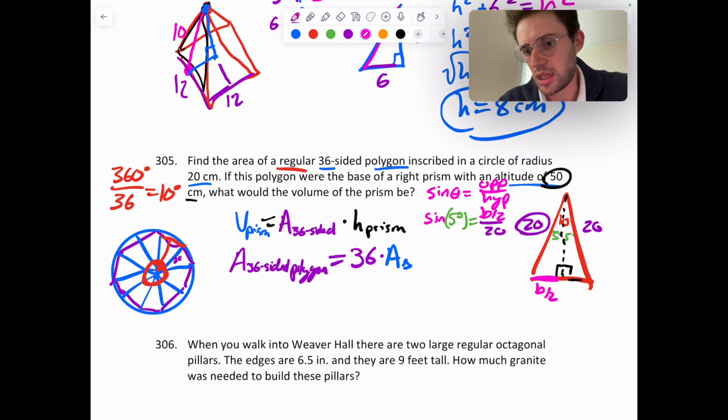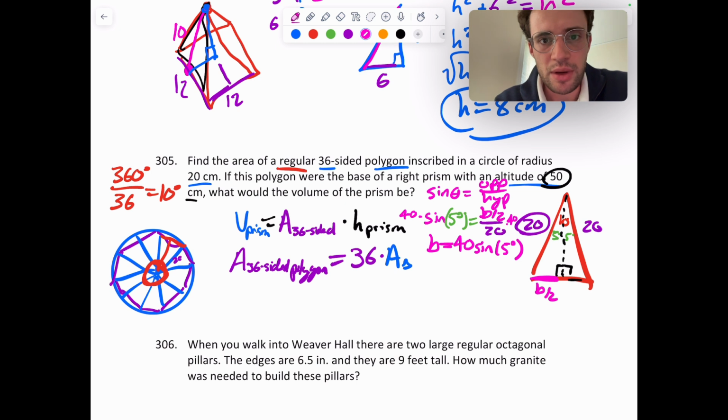And now just to get the base alone, you multiply by 20, and then you multiply by 2, which is the same thing as multiplying by 40. Right? 20 times 2 is 40. So that gives us that the base is equal to 40 times the sine of 5 degrees. All right, so that's our base. Now we need to find the height.